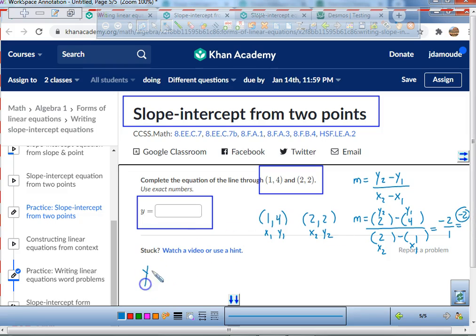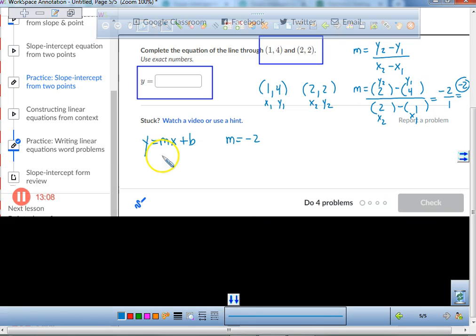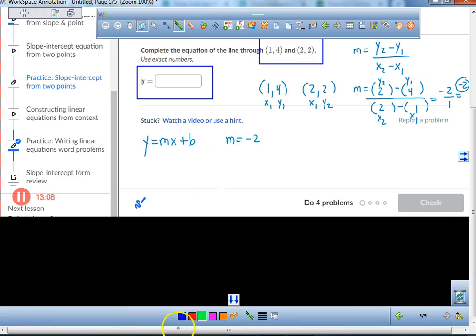So in y equals mx plus b, my slope I know is negative 2. All right, so now I'm going to use slope-intercept form, and I'm just going to use the ordered pair 1 and 4. What does 1 represent? My x value. 4 represents my y value. So I'm going to highlight them, so hopefully you'll see what I'm doing here. This is my x value. This is my y value.